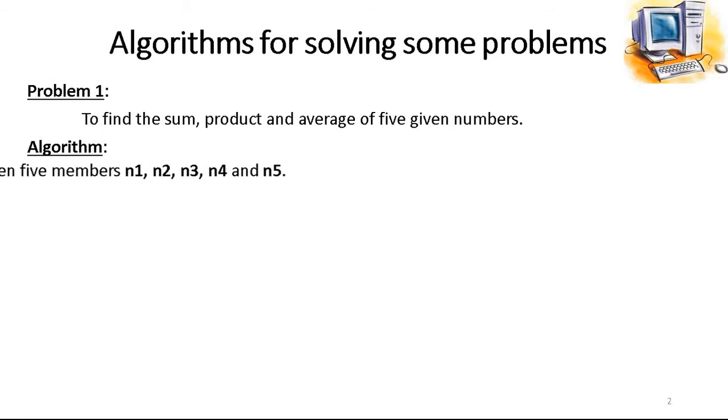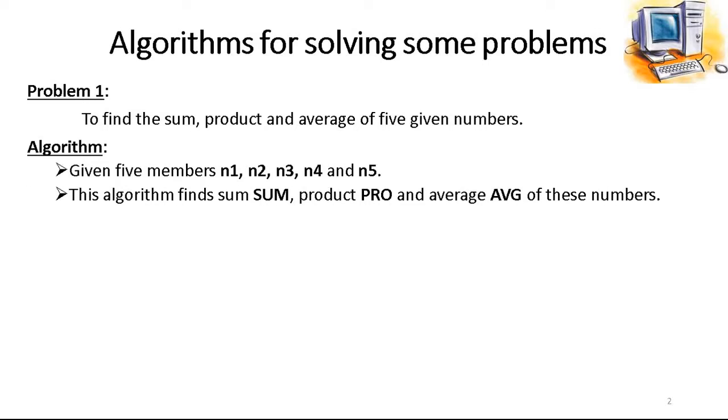So first we have to decide the variables. For input numbers, there are 5 numbers which will be given as an input in this algorithm. We are deciding that n1, n2, n3, n4 and n5 are the 5 variables which will represent those 5 numbers which will be given in the input. So given 5 numbers n1, n2, n3, n4 and n5.